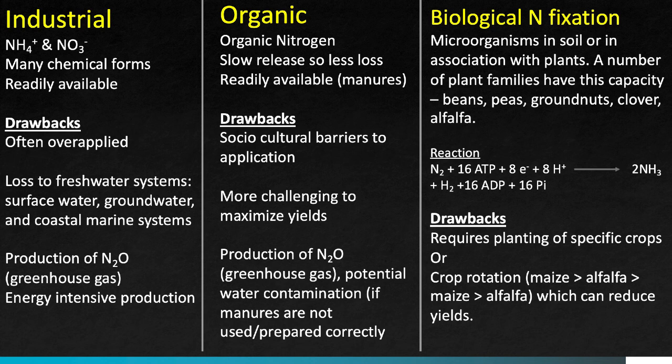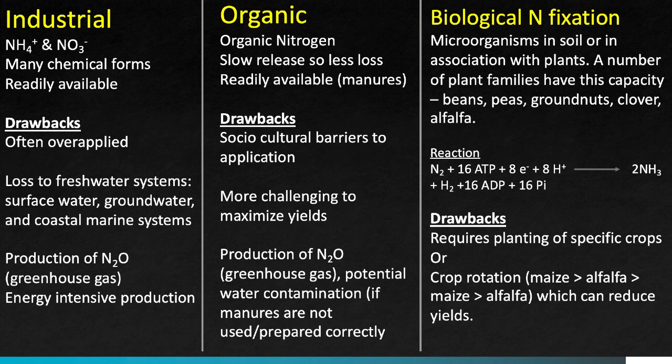The last type of input that we should talk about is biological nitrogen fixation. This process occurs through microorganisms that are either in the soil or live in association with plants, and in particular beans, peas, groundnuts, clover, and alfalfa. The reaction that these microorganisms facilitate is listed here if you're interested.